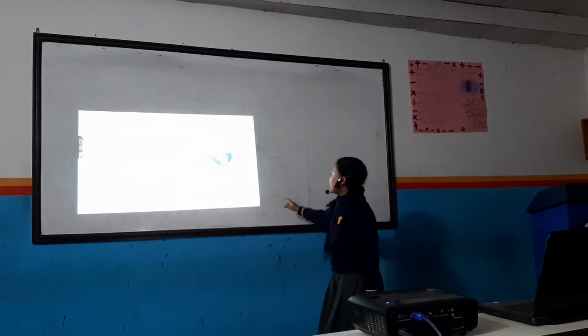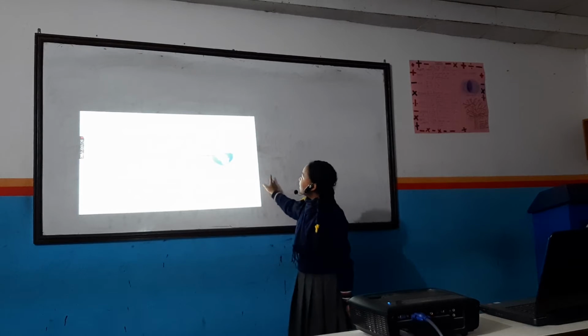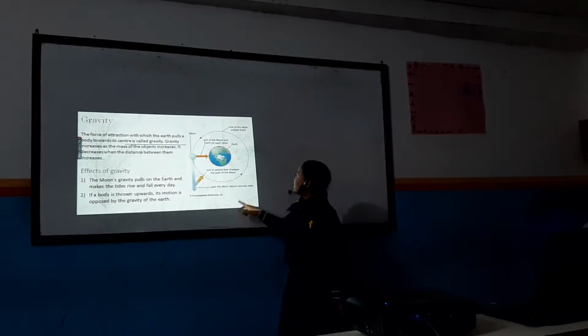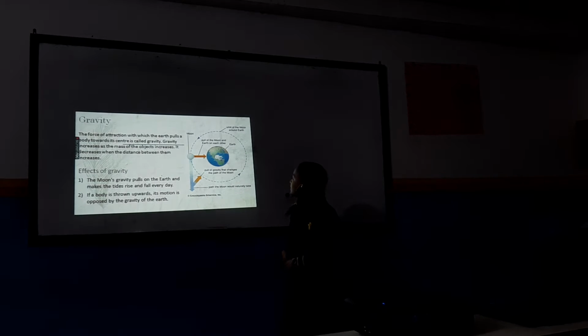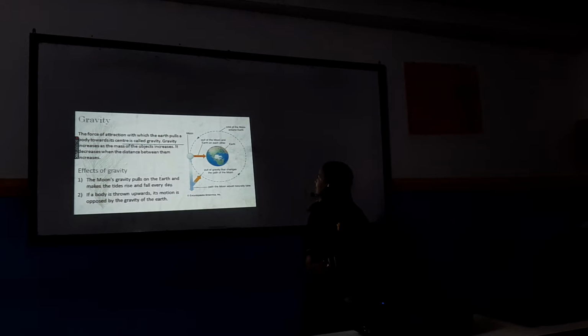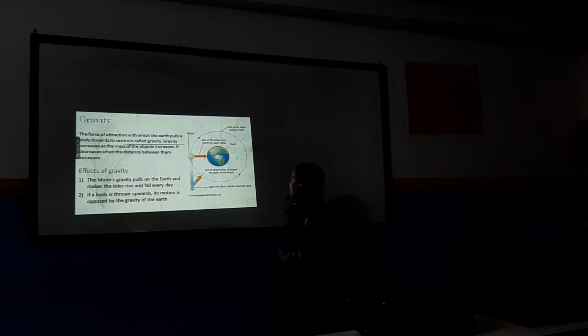So as you can see in the diagram, this is earth and that is moon. Moon revolves around the earth, and there is a pull of the moon and earth on each other. This line is known as the path of the moon that it takes around the earth.